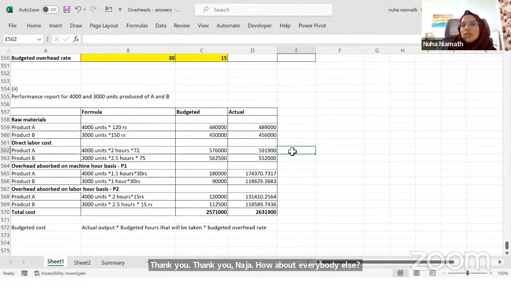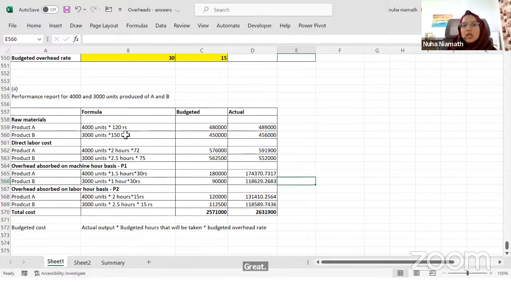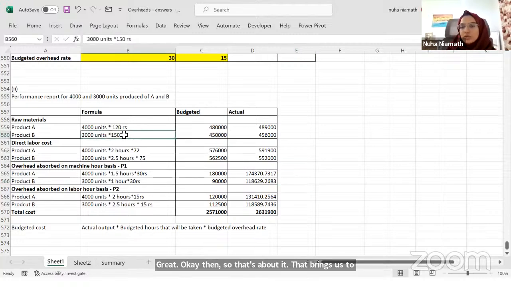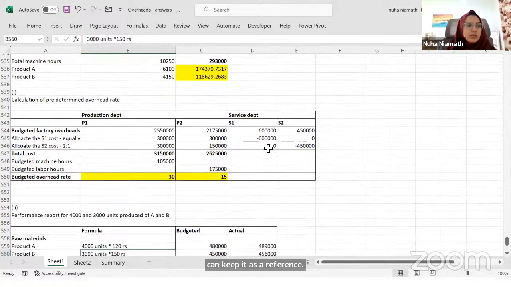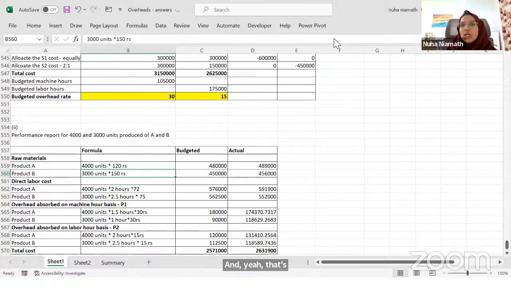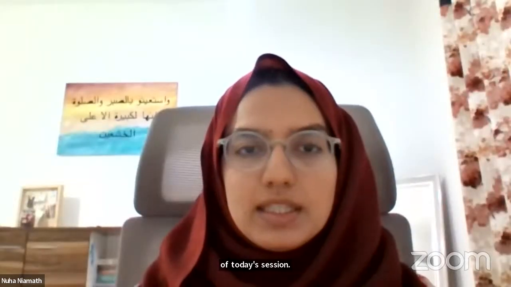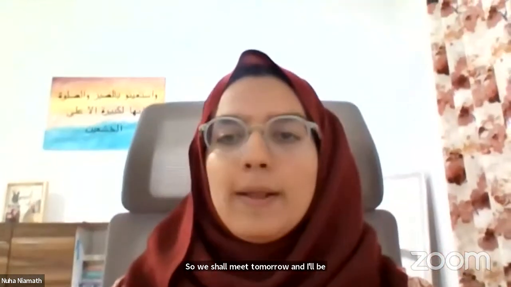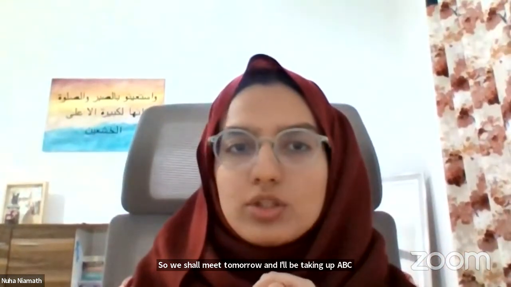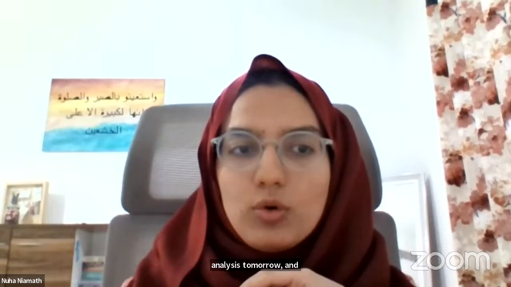Great. Okay then, so that's about it. That brings us to the end of today's session. If you want, I will share this Excel sheet as well, so you can keep it as a reference. So we shall meet tomorrow, and I'll be taking up ABC analysis tomorrow, ABC costing, and we will close that topic. It's a small topic, so we'll finish that off tomorrow itself.